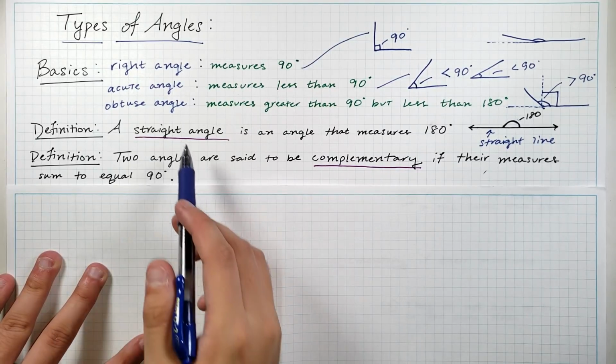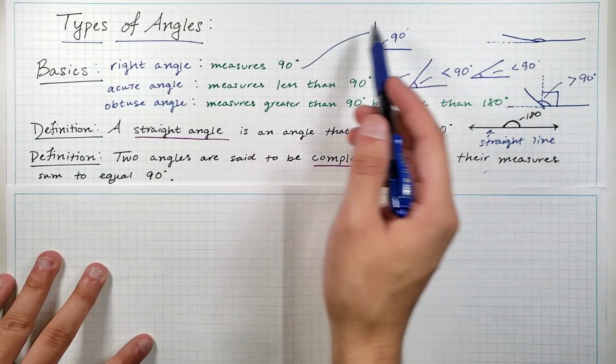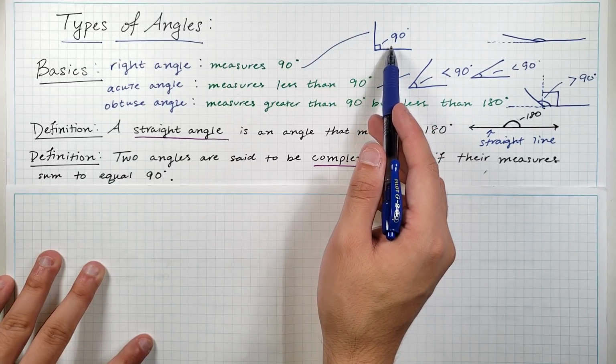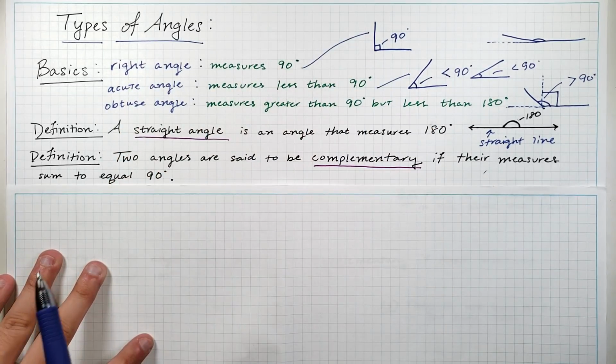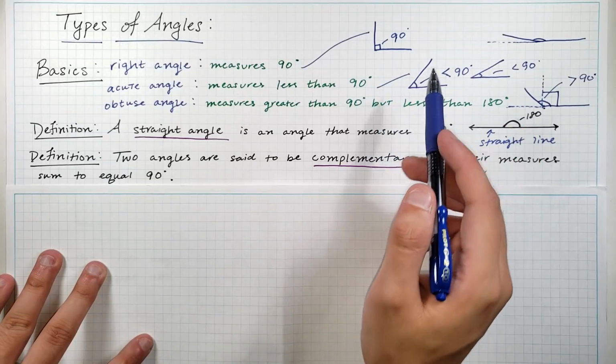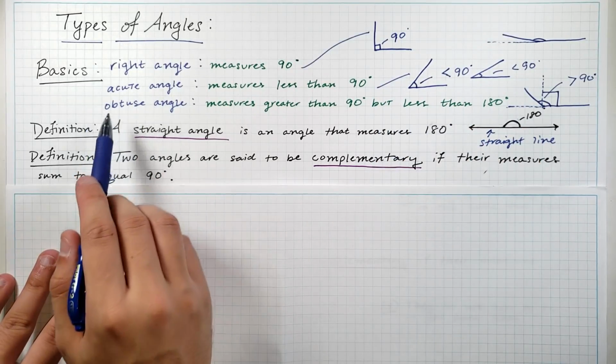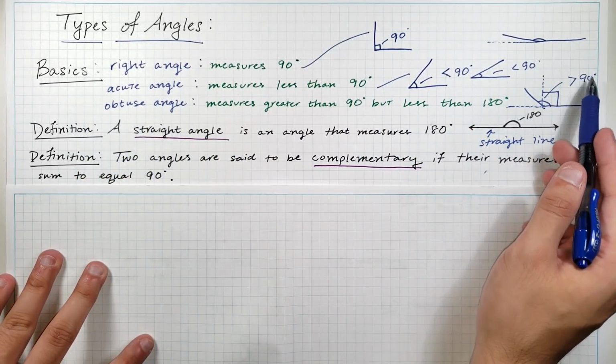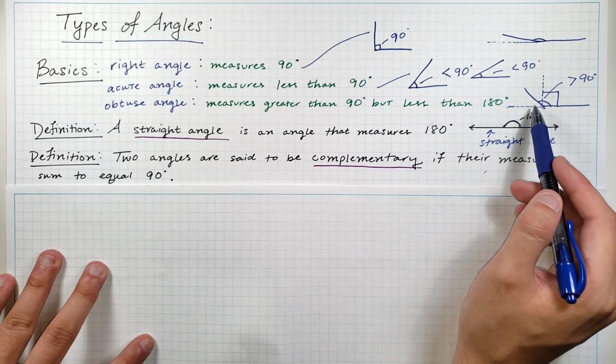All right. So as in all of these other angles, note it was just one angle. For example, a right angle was just 90 degrees. Acute angle, just one angle less than 90 degrees. Obtuse angle, just one angle greater than 90 degrees, but less than 180 degrees.